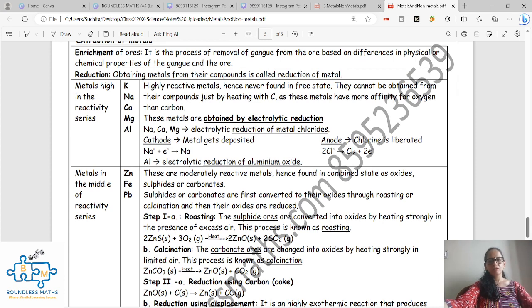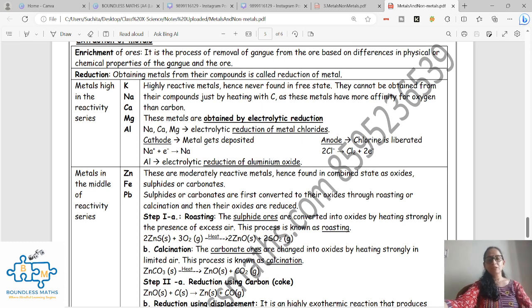Right? Now coming to metals that are higher in the reactivity series. Because they are already so high up in the reactivity series, they are highly reactive. These metals have high affinity for oxygen, so they cannot be reduced by carbon. They exist in the form of chlorides and oxides, but they cannot be reduced by carbon or even by a highly reactive metal, because there is no metal that is more reactive than these. They are already at the top of the reactivity series. So how do we reduce them?